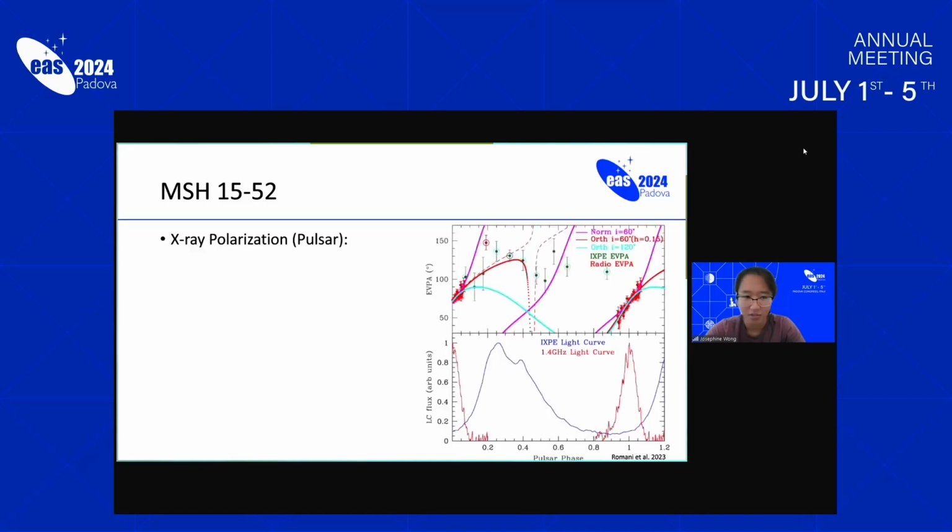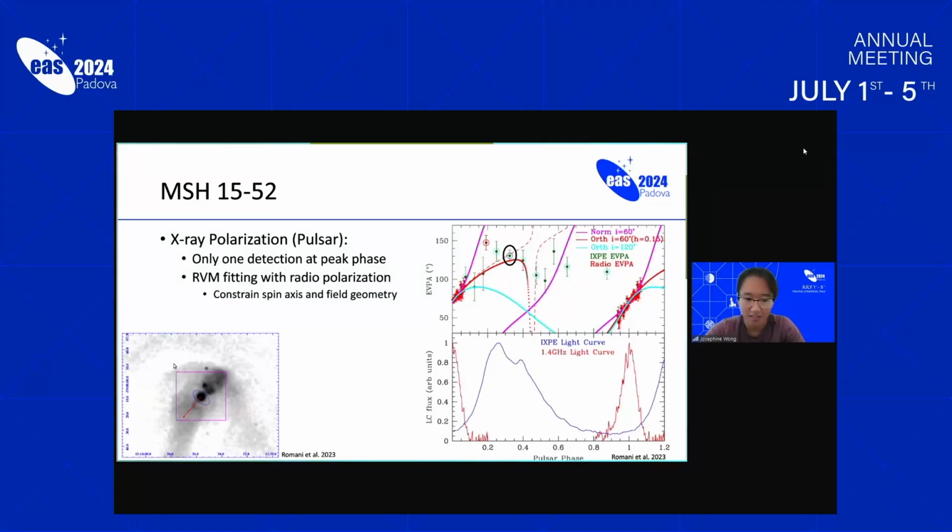For the pulsar, we were only able to detect polarization at the peak phase, but it can still be useful for constraining the spin axis and the field geometry. So this is a Chandra image of the innermost part of the nebula. We see the pulsar in the middle, we see the inner arc wrapped around the pulsar, and then in the upper left corner, we see more faintly the outer arc.